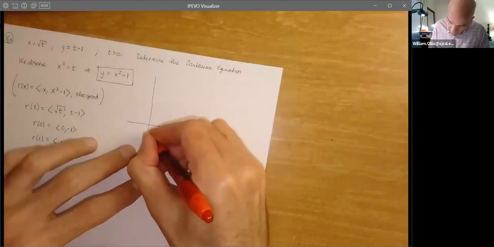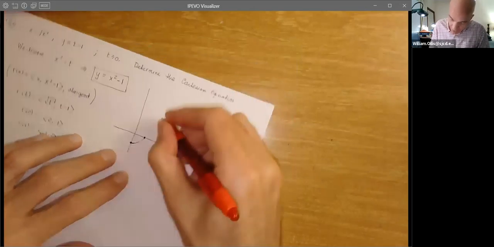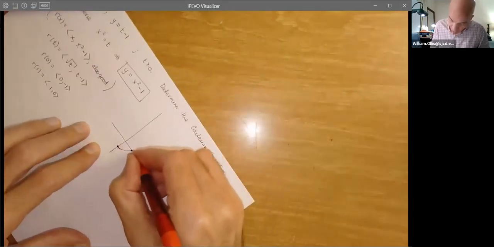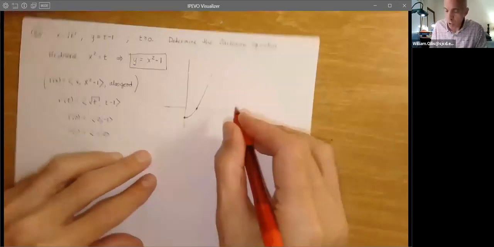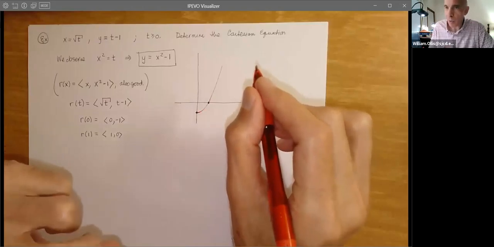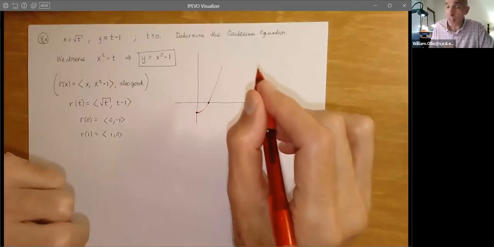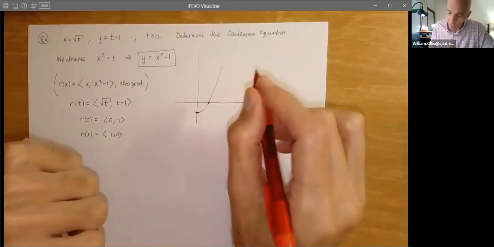And so now you can see that we have (0, -1) and then (1, 0). And so we think about the standard Cartesian, the parabola, the conic section, the quadratic function.